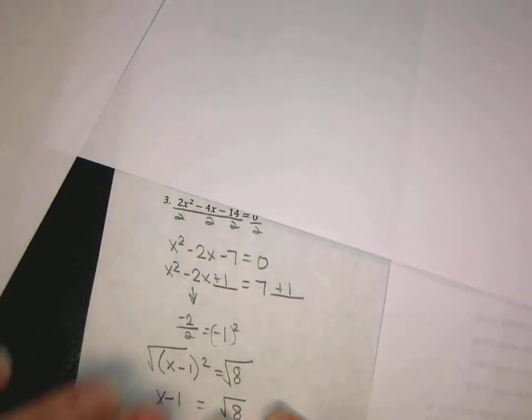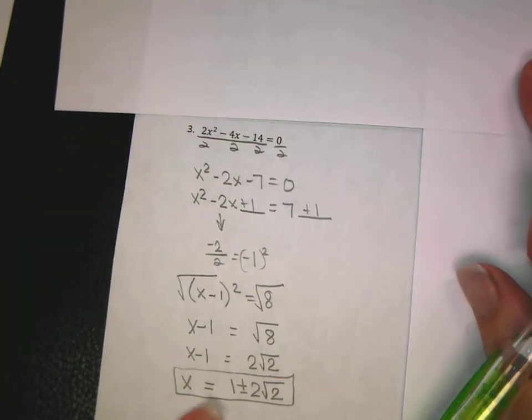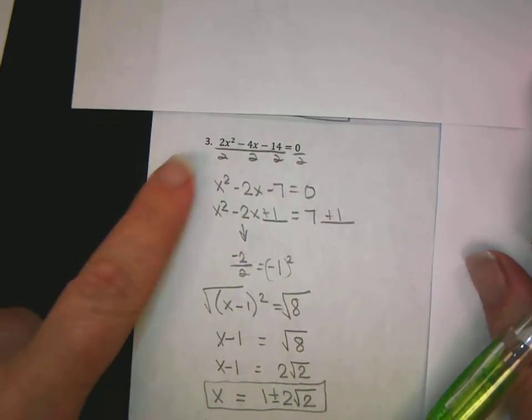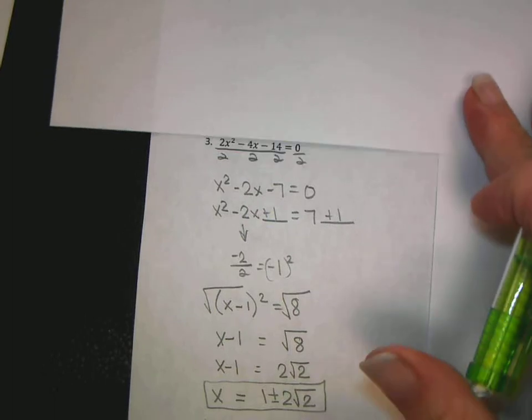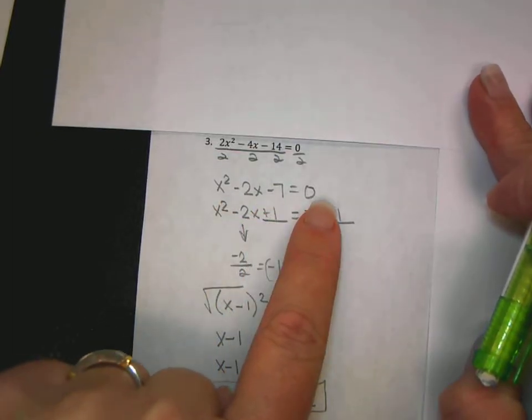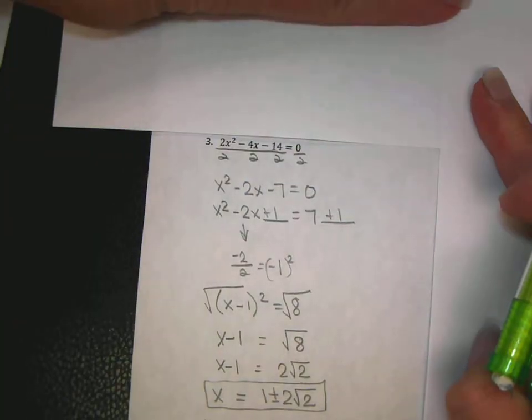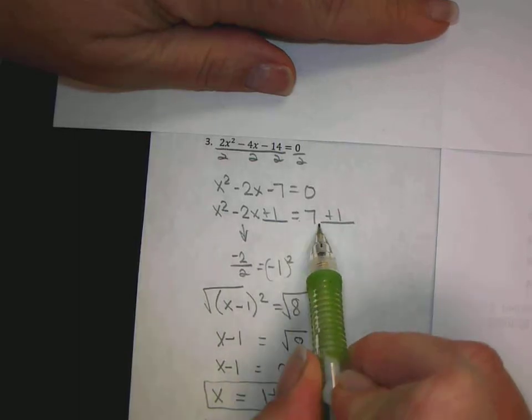All right, here's number 3. This is the first one you're going to deal with that has a coefficient. The coefficient is 2. So go ahead and divide everything in the problem by 2. And when you do that, you'll end up with x squared minus 2x minus 7 equals 0. Add your 7 to both sides so that you now have x squared minus 2x equals 7.